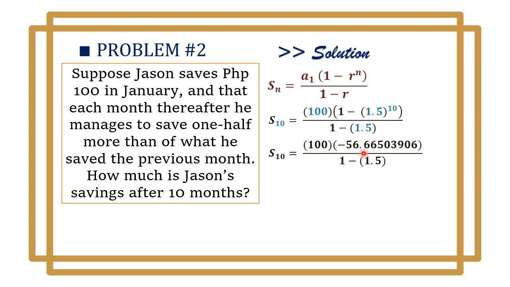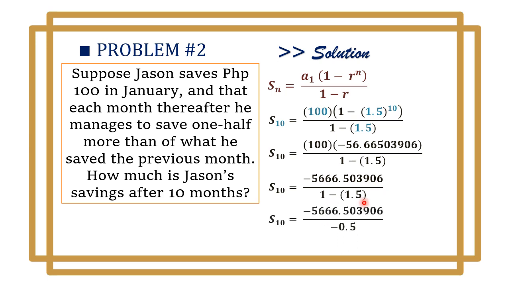Okay, so instead I write here the complete answer I've got, which is the decimal number negative 56.66503906, and of course you use your calculator to directly multiply it by 100, and that is why I got negative 5,666.503906. Okay, so we're done with simplifying or evaluating all the operations in our numerator portion. Let us now proceed with our denominator. Let's simplify first 1 minus 1.5, and we have negative 0.5.